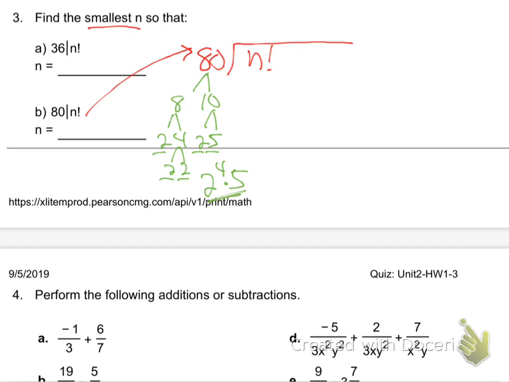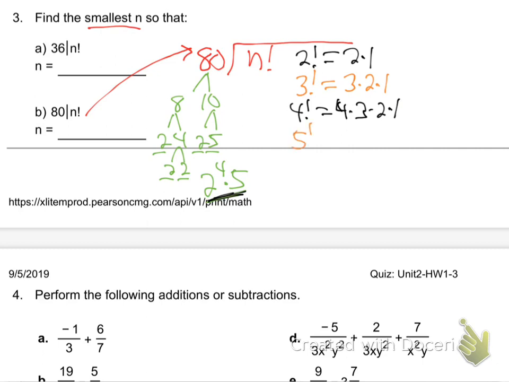So let's start with 2 factorial. That would just be 2 times 1. There's not 4 2's and a 5 there. Let's go up the line to 3 factorial. 3 times 2 times 1. There's not 4 2's and a 5 there. Let's try 4 factorial. 4 times 3 times 2 times 1. Are there 4 2's and a 5? There's not even a 5 there.